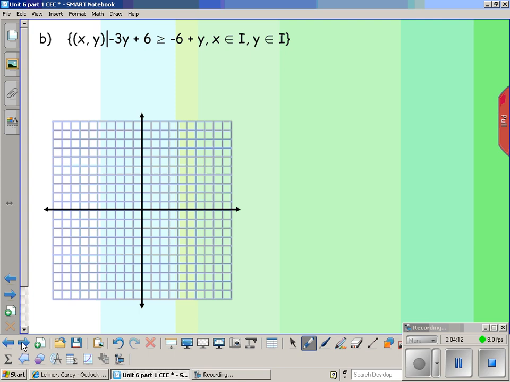In this one, we have points (x, y) such that they satisfy the inequality negative 3y plus 6 greater than or equal to negative 6 plus y. Now in this case, we are told that we are dealing with integers. Integers are discrete data. So we need to have a stippled graph. Whether or not we have a dashed line remains to be seen. Is there an inequality with an equal sign here? The answer is yes, it's a greater than or equal to. That means everything is simply going to be stippled.